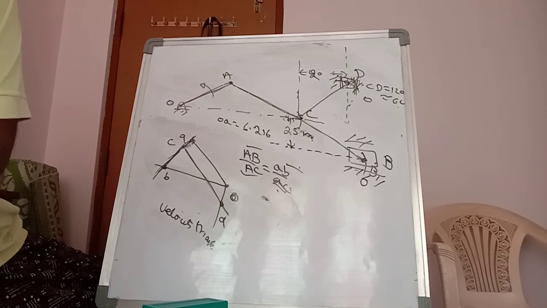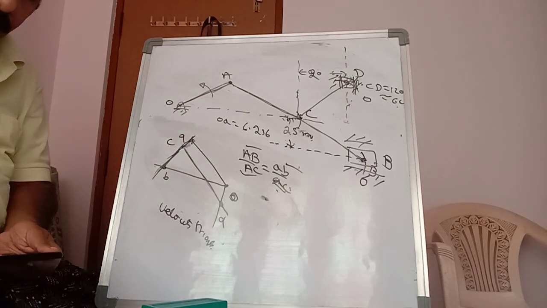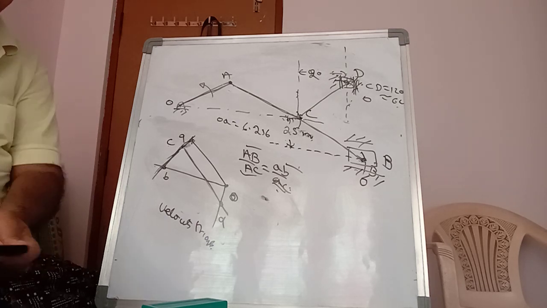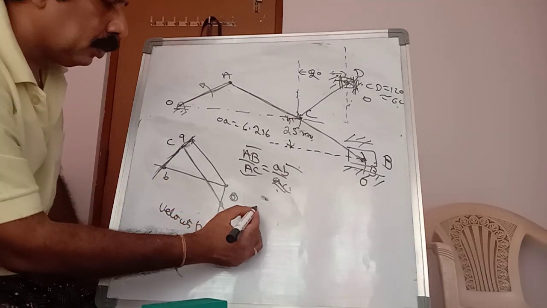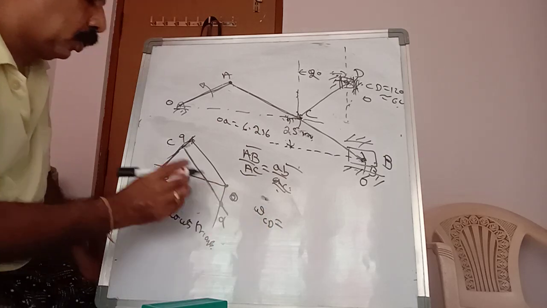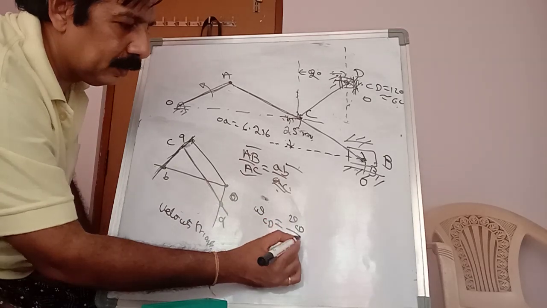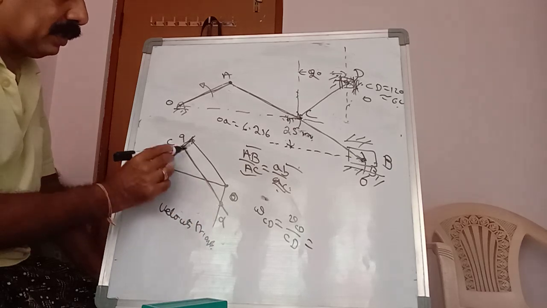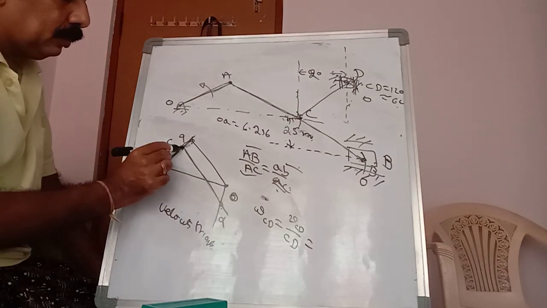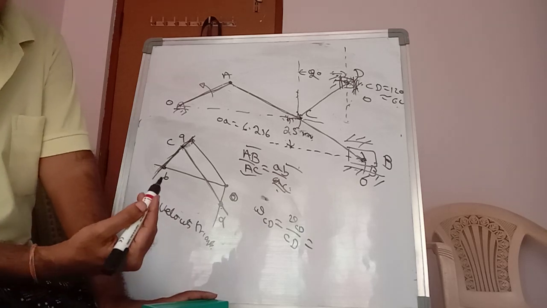From this velocity triangle, first we will find some values which are required to find the accelerations. Now I will determine omega CD. How to find omega CD? Omega CD is equal to, all of you know, VCD by capital CD. What is VCD? You have to measure the length of small CD, divided by capital CD. Then we will get omega CD.